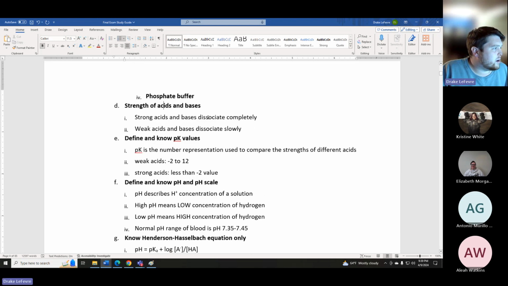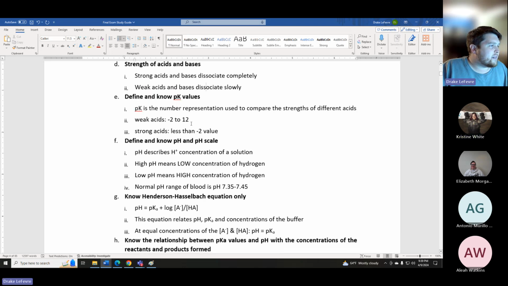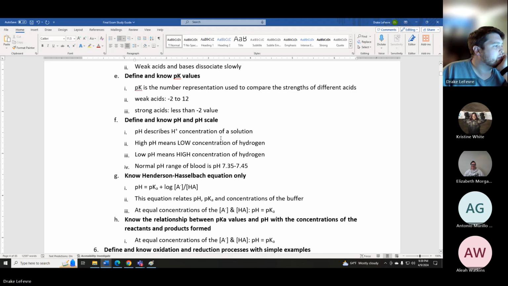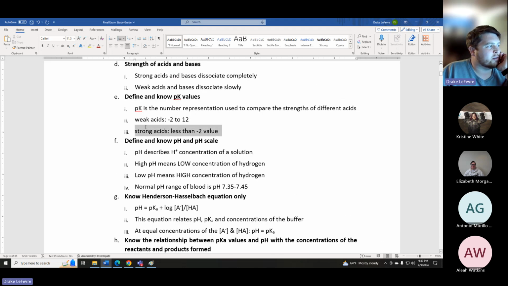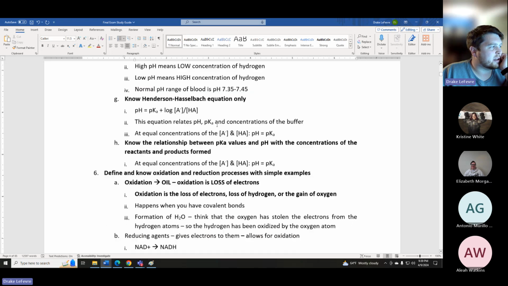Buffers. We talked all about this stuff. pK values. This is the strength of the acids. The more negative it is, the stronger the acid. That's about as much as he'll ask you about pK. Like he'll give you a pK value of negative 15. Is it a strong acid or a weak acid? If it's a very, very low negative number, it's a strong acid. All about pH. We talked about that.